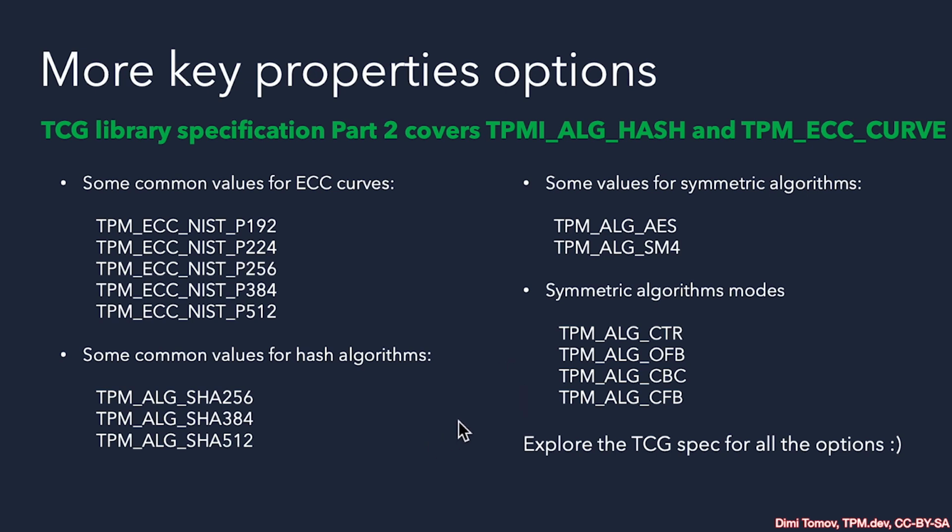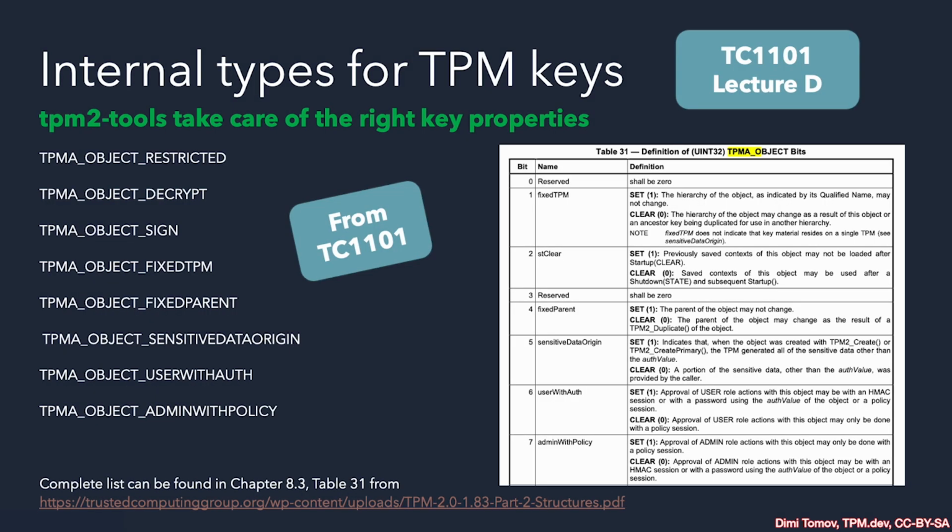Moving forward to the object attributes, which are really interesting. And this is a slide from lecture DFTC1101, no surprise there. I really encourage you to listen to that lecture. Here I will focus on two sets of important attributes because they're very well covered in the official specification from the TCG in chapter 8.3, table 31. And here on the right, we have a screenshot of that table. Not a complete view of the table, but the most important bits of it.